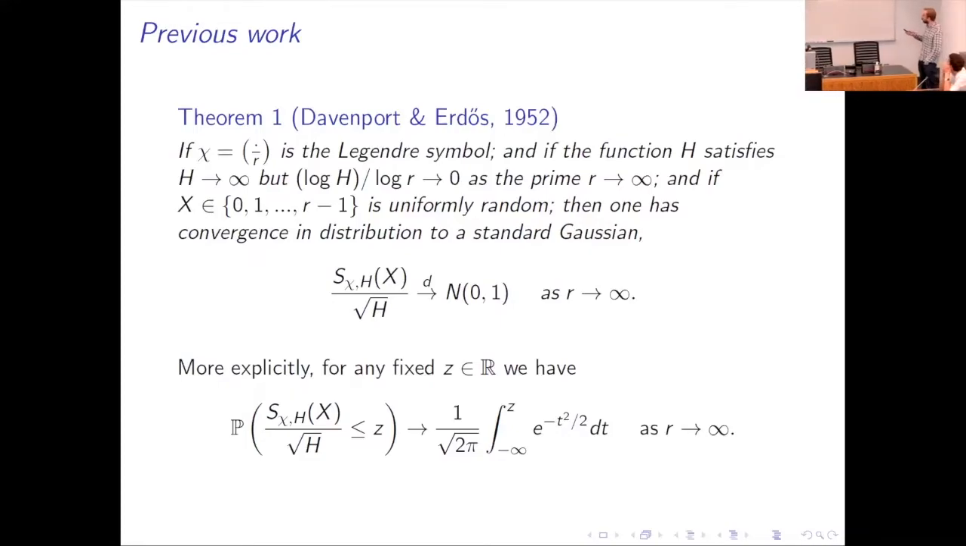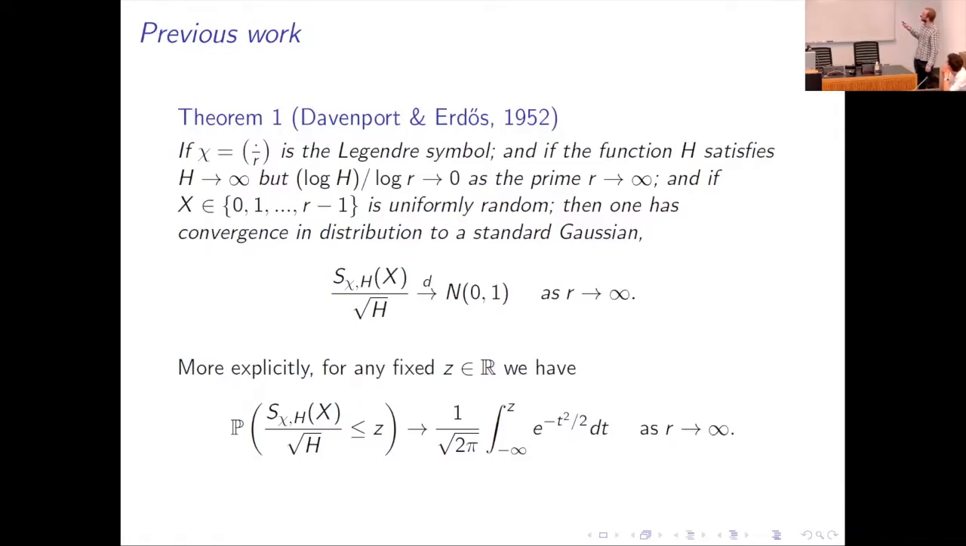Okay, and the important thing in this result is the conditions on h. So h has to go to infinity. That's very natural, because if I just have a bounded number of discrete things that I'm summing up, it's not reasonable to expect that to converge to a nice continuous limit like the Gaussian.